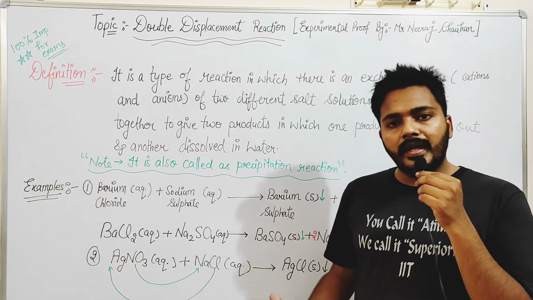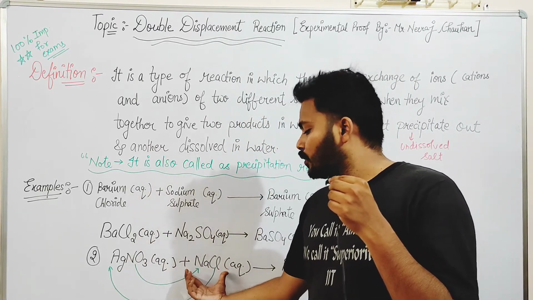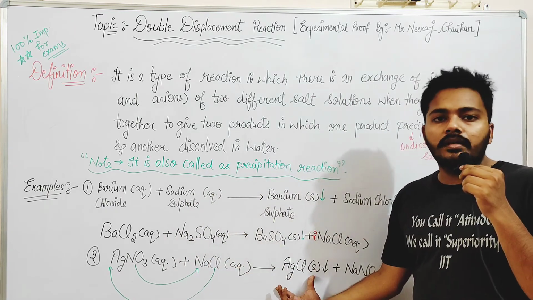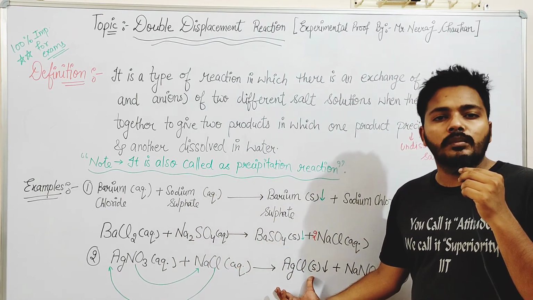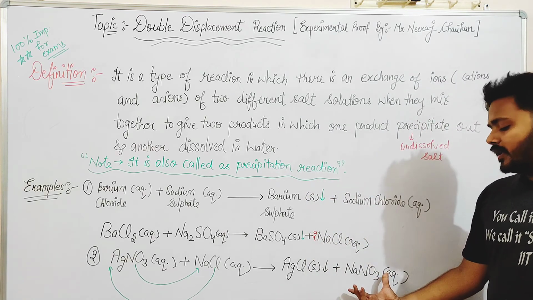Now, how will you explain this? Silver nitrate combined with sodium chloride solution. They will form silver chloride, which will precipitate at the bottom of the jar. And sodium nitrate will be the second product.